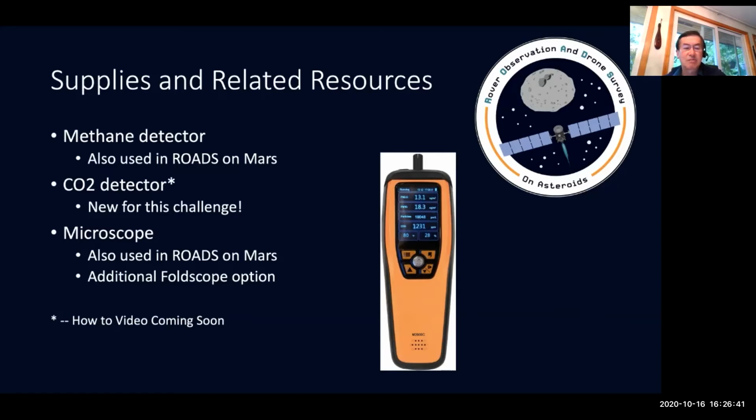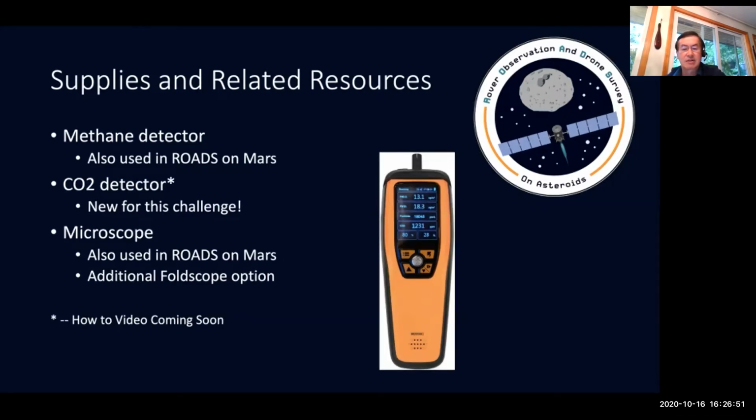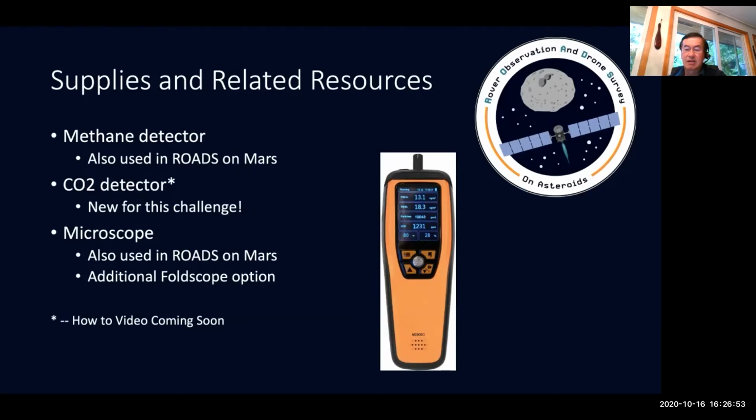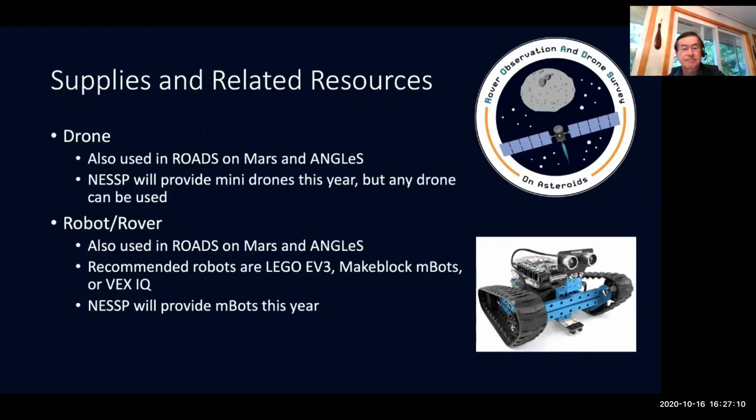There is a microscope. Again, for the search for life, there's either the digital microscope that we've provided previously, or we can provide a Foldscope this year. That's a very handy little microscope that is literally a folding cardboard with a lens that can be used. There's a possibility of providing one per student, for example, depending on how many students you have available to you. Okay, next slide.